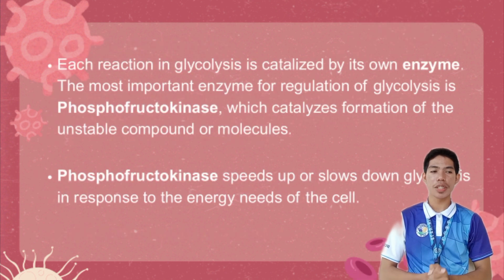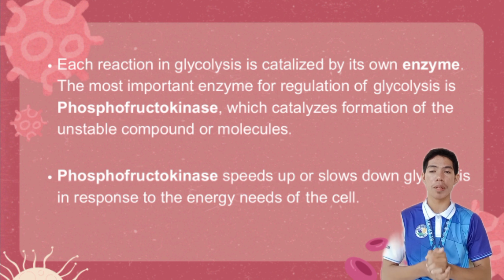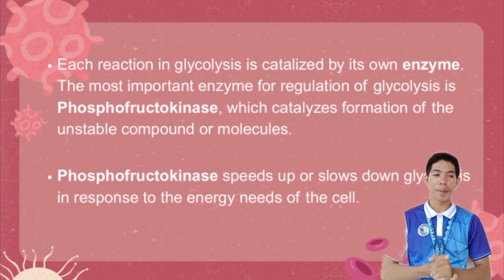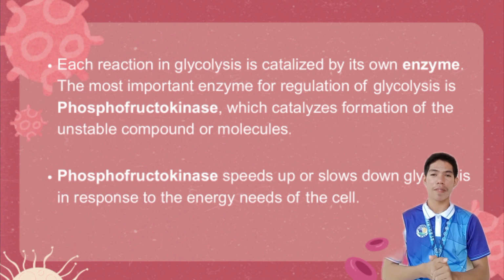Next, each reaction in glycolysis is catalyzed by its own enzyme. So what does it mean? It means that in every step or stage in glycolysis, there are enzymes responsible for it. And glycolysis has 10 stages or steps. Therefore, there are 10 enzymes responsible for each step. The most important enzyme for regulation of glycolysis is called phosphofructokinase.